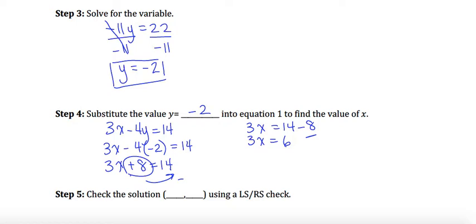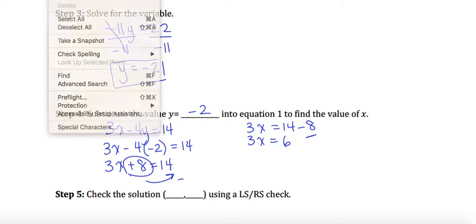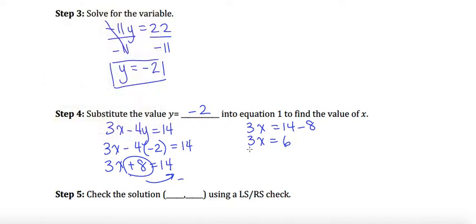And now I'm going to divide by the coefficient in front of my x. And I do that to both sides because I want to balance my equations. 3 divided by 3 is 1, so I'm left with just x. And 6 divided by 3 is 2. So now I have my x value and my y value, so I can say that my coordinate is positive 2 and negative 2.